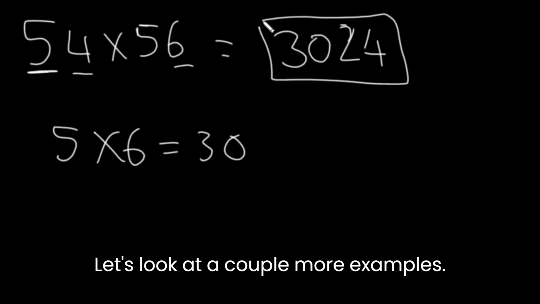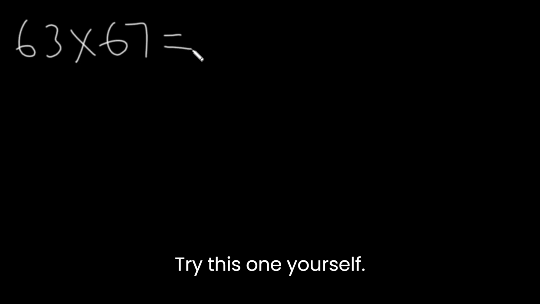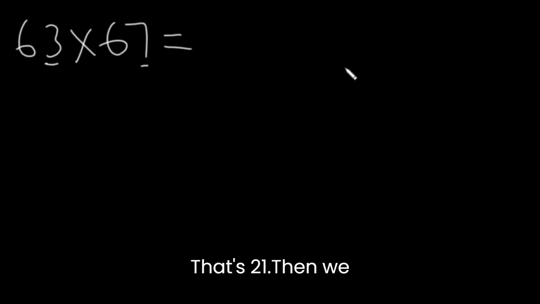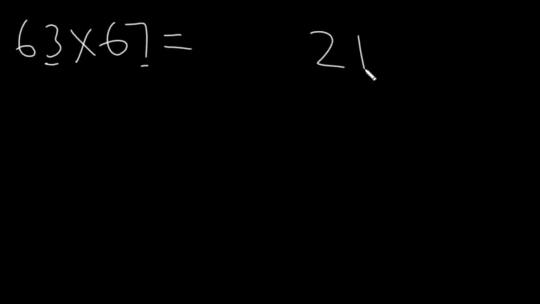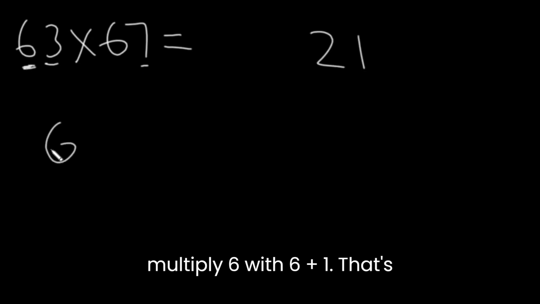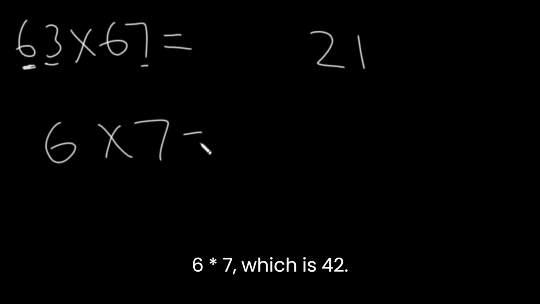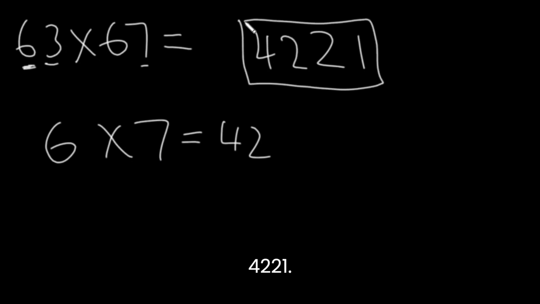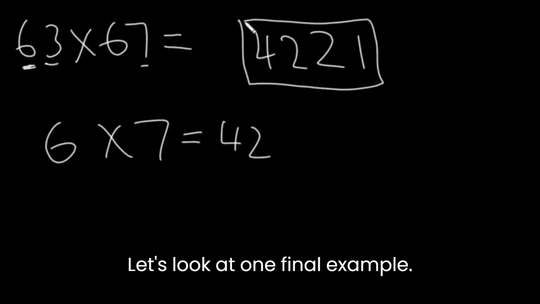Let's look at a couple more examples. Let's look at 63 times 67. Try this one yourself. Again, we're going to multiply 3 and 7. That's 21. Then we multiply 6 with 6 plus 1. That's 6 times 7, which is 42. So our final answer is 4,221.